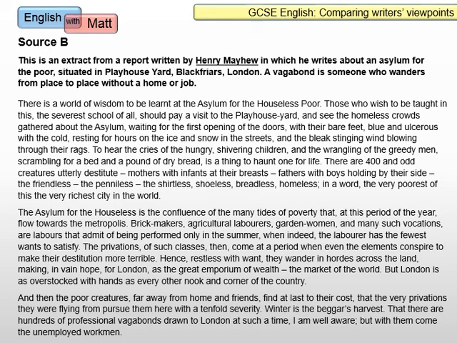But London is as overstocked with hands as every other nook and corner of the country. And then the poor creatures, far away from home and friends, find at last to their cost that the very privations that they were flying from pursue them here with tenfold severity. Winter is the beggar's harvest. That there are hundreds of professional vagabonds drawn to London at such a time, I am well aware, but with them come the unemployed workmen." Okay, and that's source B.